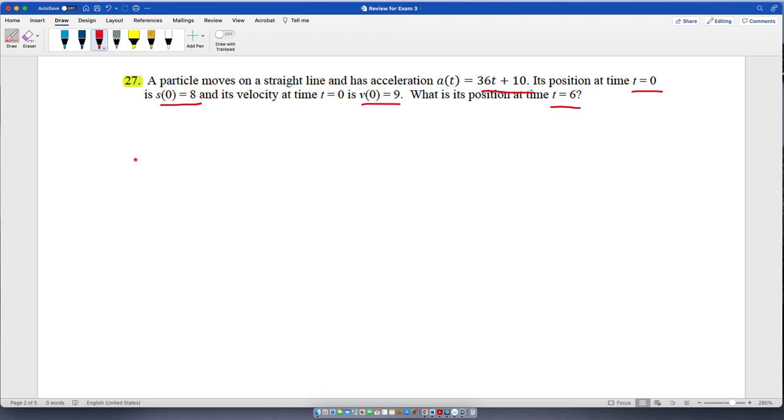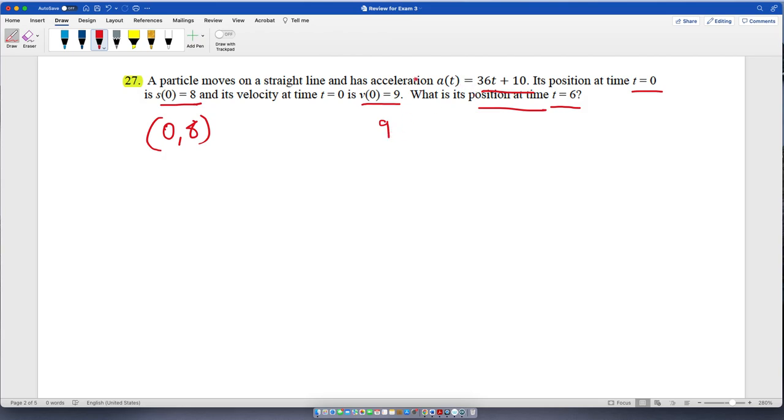So what do we need to do? Well, we want to get what is its position at time t equals 6. We know it starts at 8, so position is 8 when it starts. We know its velocity at time 0 is 9, so that would be 9 feet per second, something like that. And then it's accelerating at any given time. Is the acceleration getting faster or slower? Faster, why? The positive slope, 36t. So as time goes on, it's going to get faster.